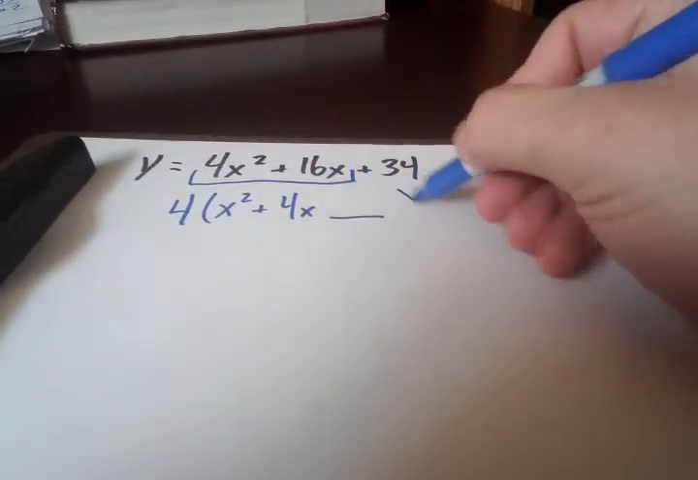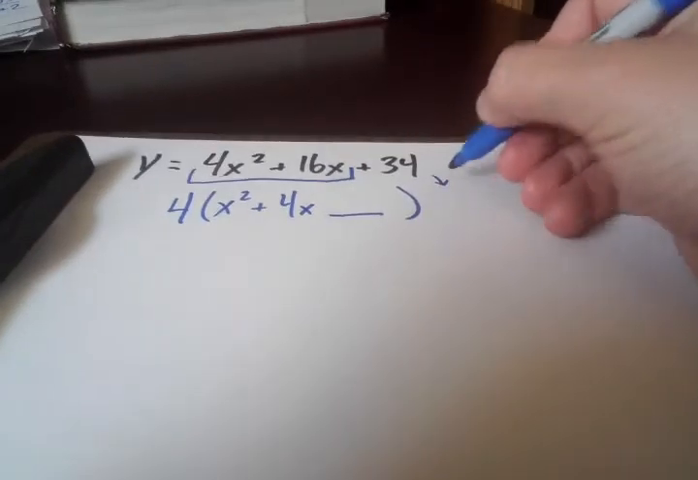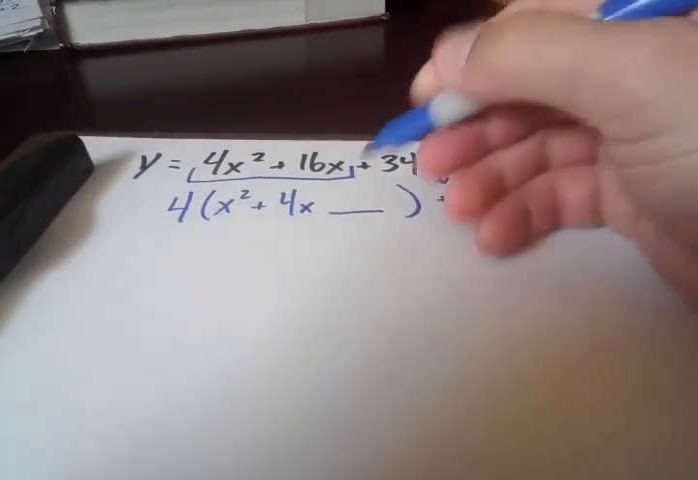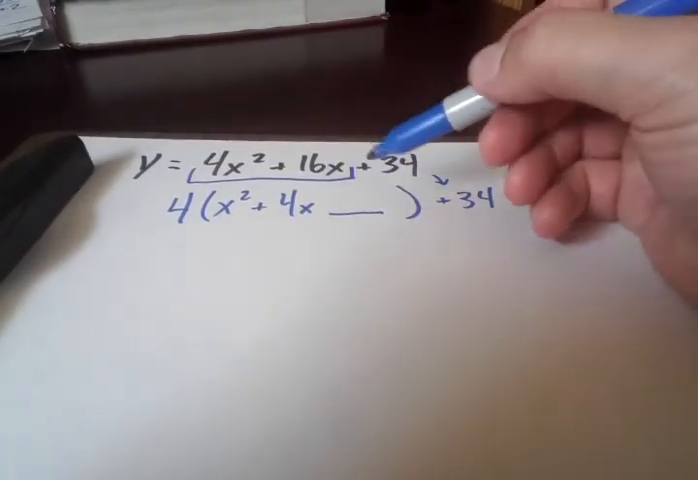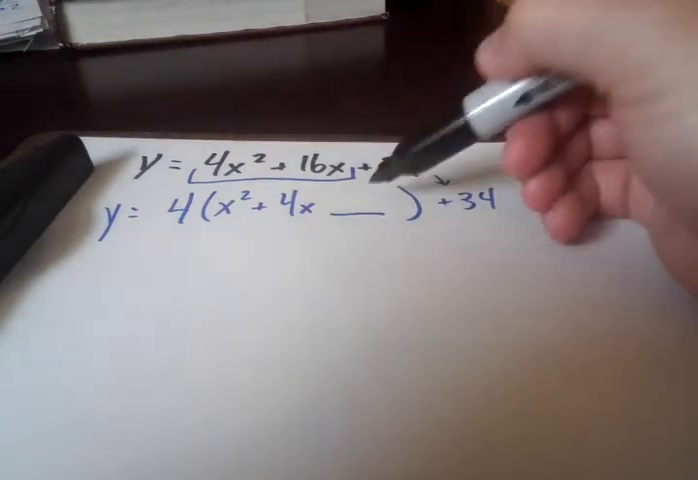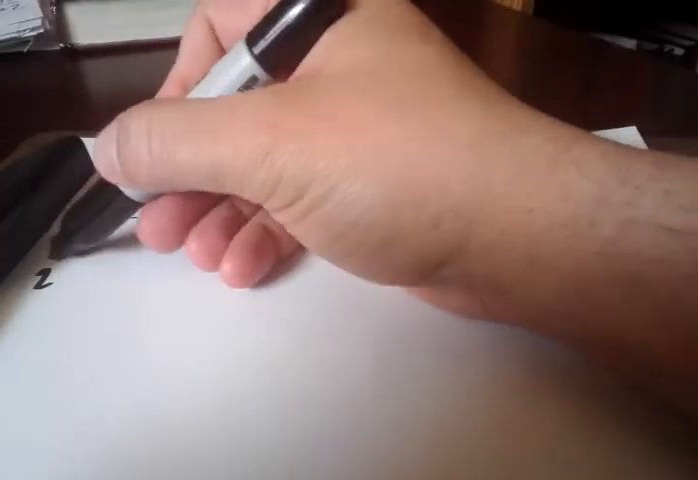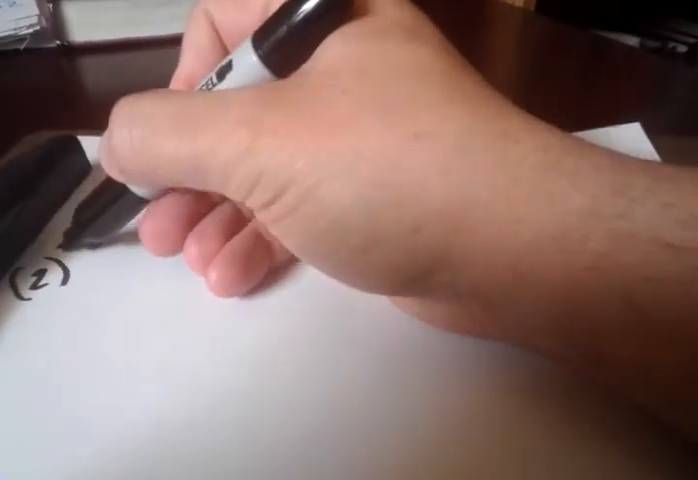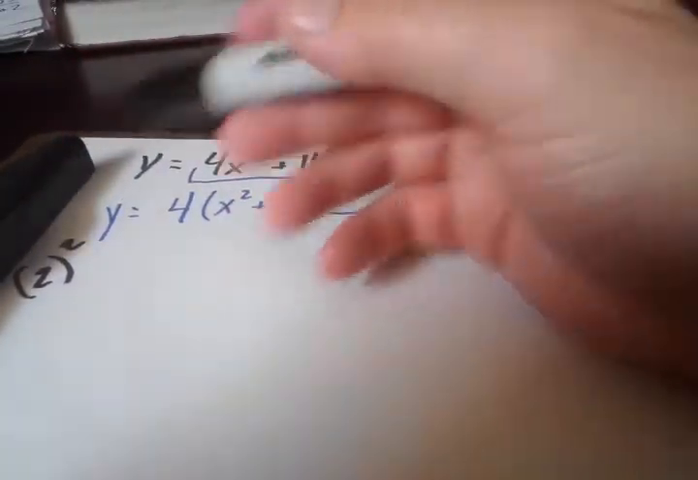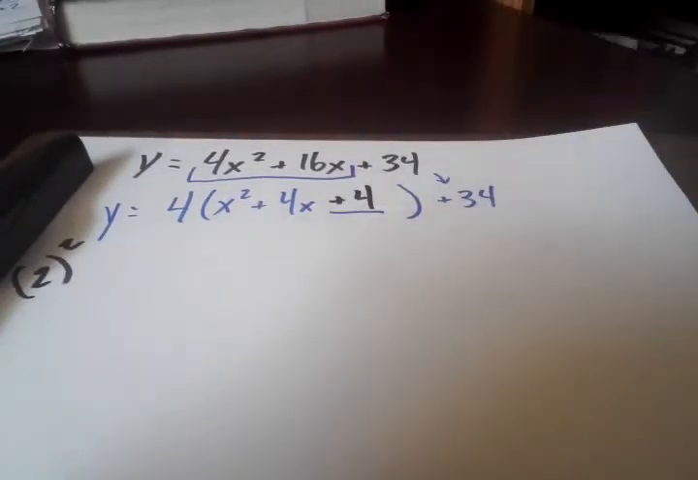And again, I'm going to write my blank there, guys, and put my 34 back there, because the blank is what we're going to complete, right? That's the square we're going to complete. So, remember, the number that goes in the blank, we start with b, which is 4. Half of 4 is 2, and 2 squared, right? We have to square the half, is 4. So we're going to say plus 4 back there.